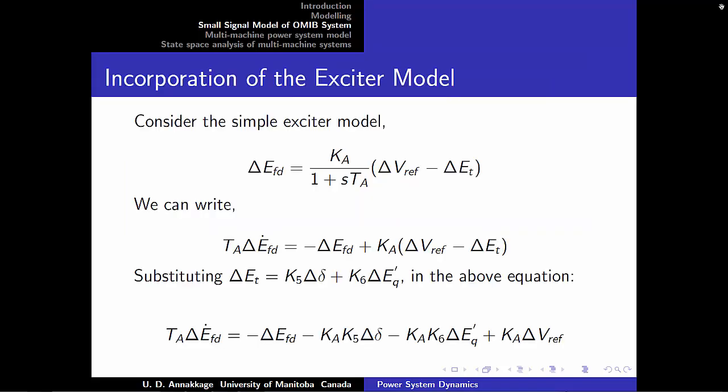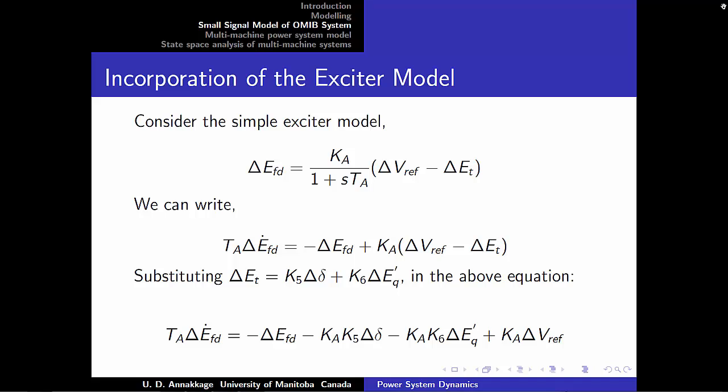Now, to demonstrate how to incorporate the model of an exciter, let's assume a simple exciter transfer function Ka over 1 plus STA. Gain is Ka and the time constant of the excitation system is Ta. The input to the exciter is the error between the desired and actual terminal voltages, delta Vref minus delta Et.